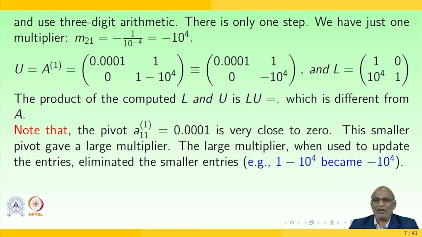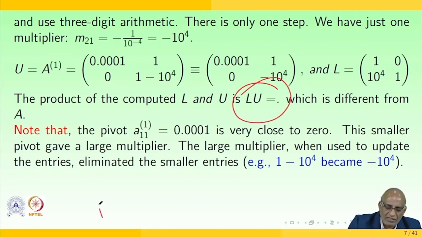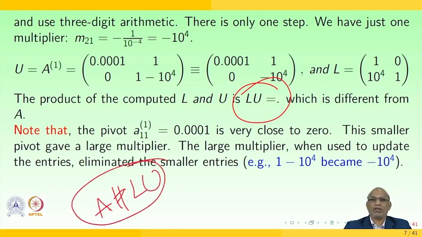And curiously, when you multiply this L into U, it is different from A. So A is not equal to L into U.